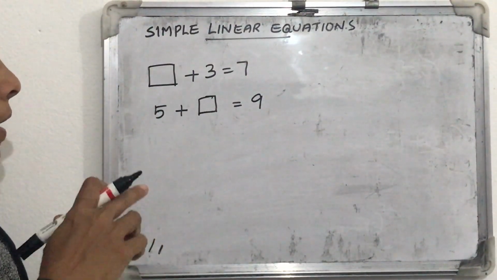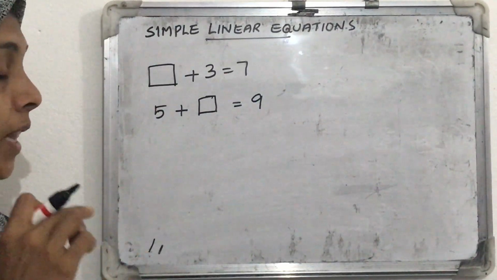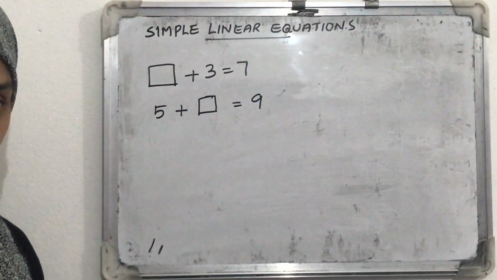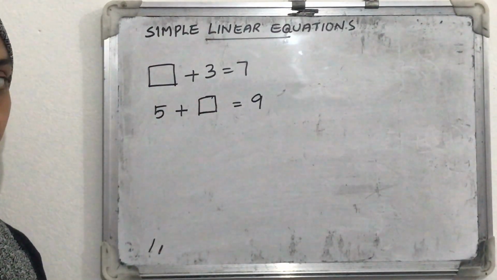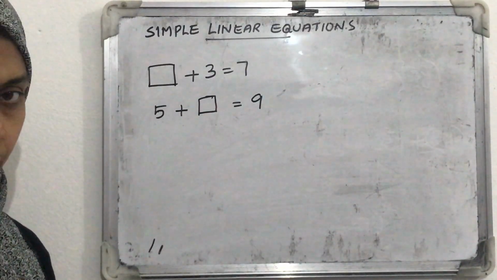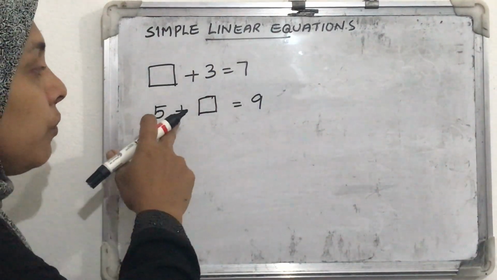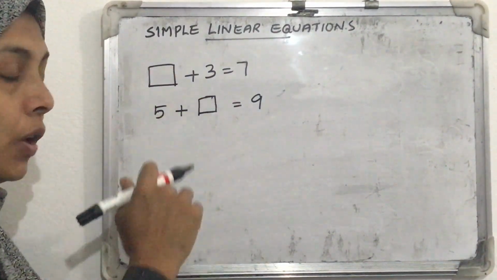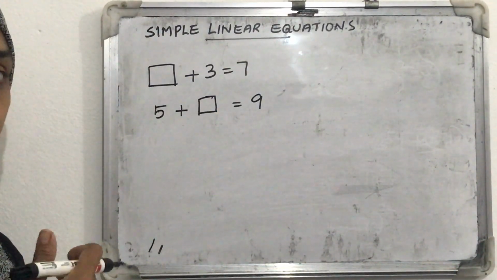For finding the box plus 3 equal 7, for filling that box we want to find out a number. Which number should be added to 3 to get 7? That we know easily. In the same way, with 5 plus box equal 9, which number do we add with 5 to get 9?